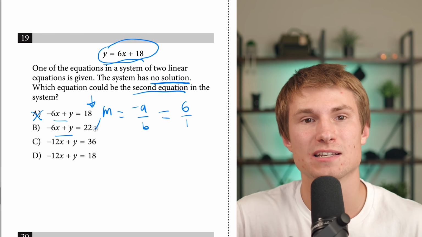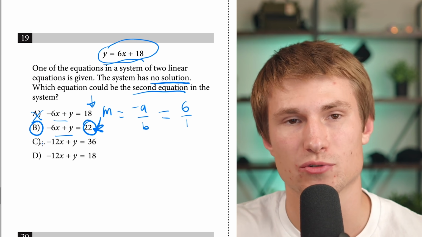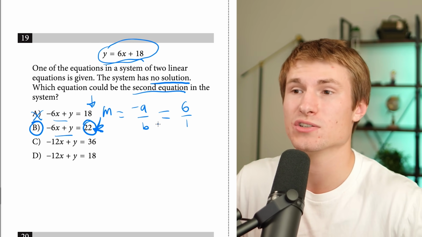Now, B has a different y-intercept. Its y-intercept here is going to be 22. So our answer is going to be answer choice B, because B has a different y-intercept but the same slope, so there is no solution possible.